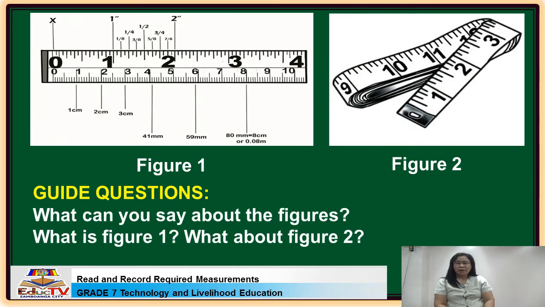As you can see, there are two figures. What can you say about the figures? What is figure 1 and what is figure 2? Great! Figure 1 is a measurement. Our figure 2 is a tool, which is a tape measure.